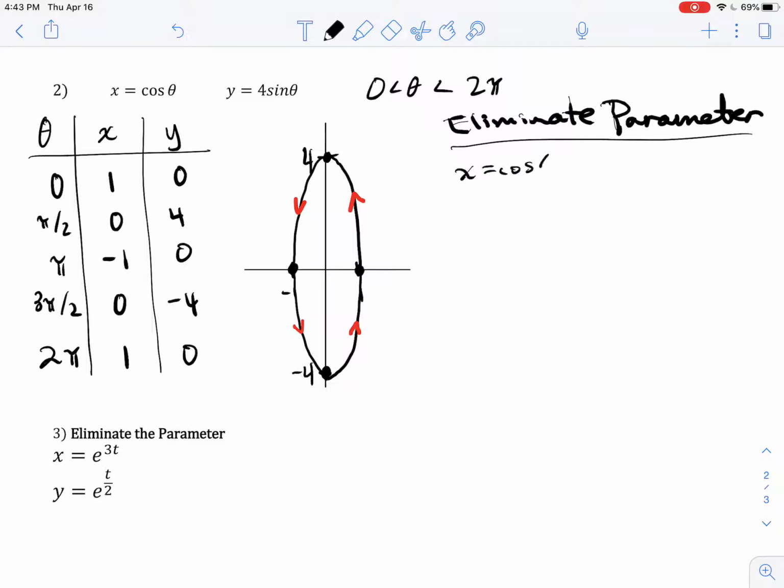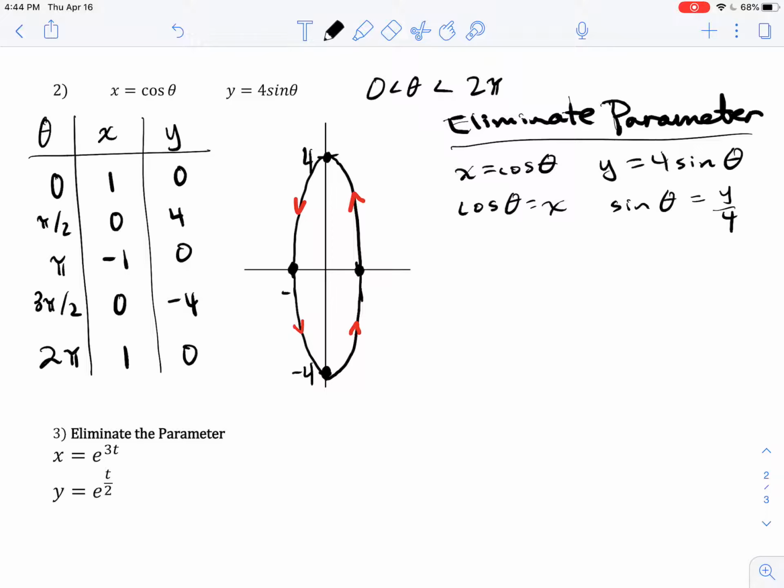So x is equal to cosine theta, and y is equal to 4 sine theta. And perhaps it might make your life a little bit easier to think about, say, cosine theta is equal to x, and sine theta is equal to y over 4. Well, why did I write it that way? Because hopefully now I can get you thinking about asking yourselves, what relationship do I know of between cosine and sine?